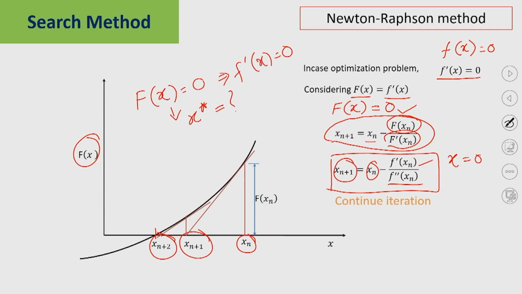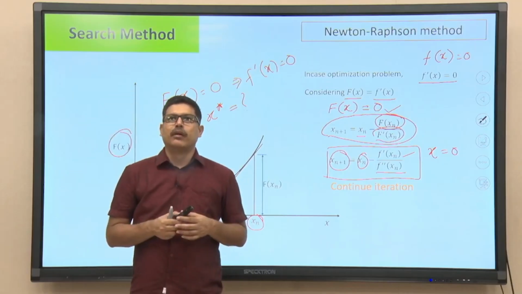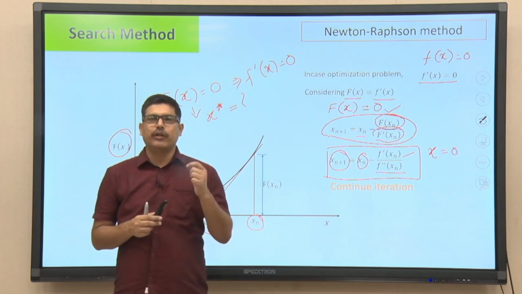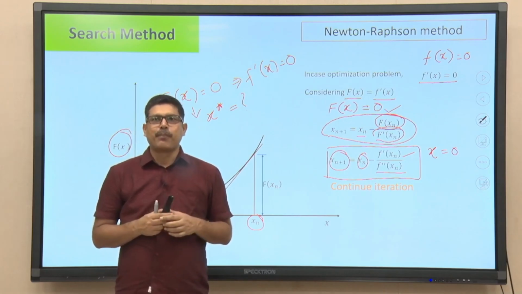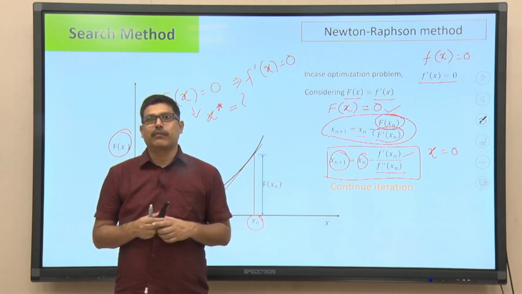Now, the question is whether you will apply the region elimination technique or this Newton-Raphson method. If you compare with the region elimination technique, there we are not calculating the derivative; we are just calculating the objective function value. In the region elimination technique we only calculate the function value, but in this method you have to calculate the derivative.